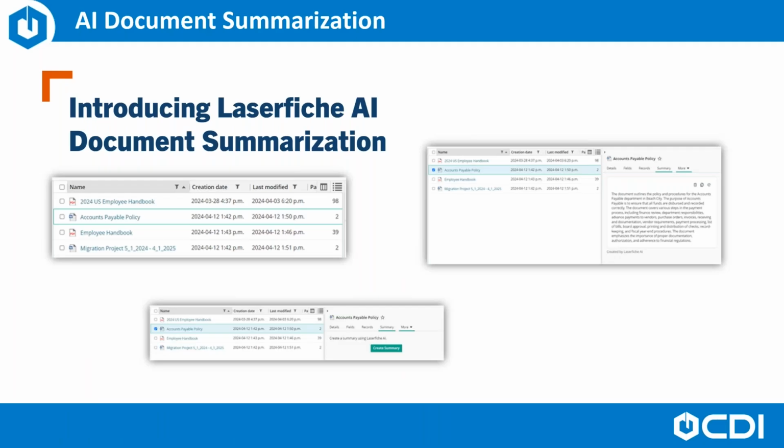These are just a few of the examples of the efficiencies that we expect to see from our customers, using summaries to ensure key insights and data are not overlooked, and allowing for better decision making and quickly finding the content that matters to you.